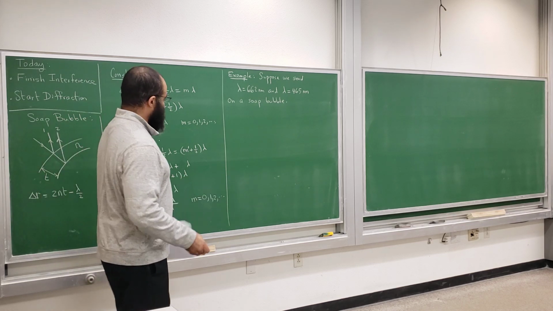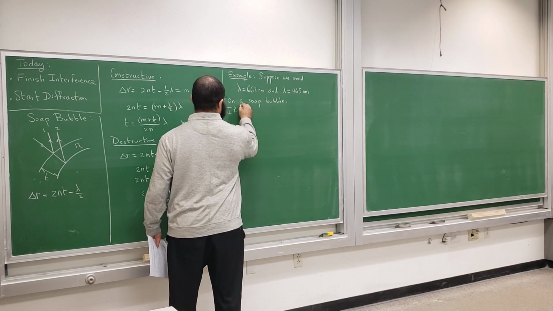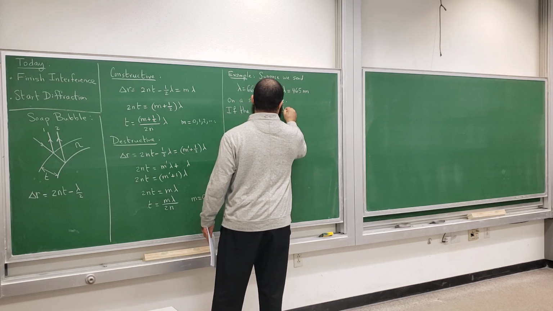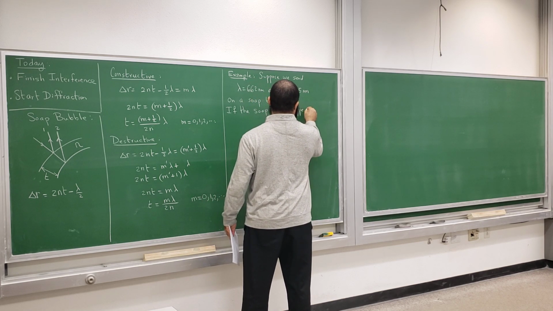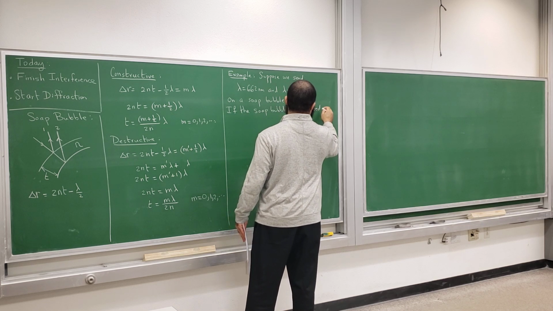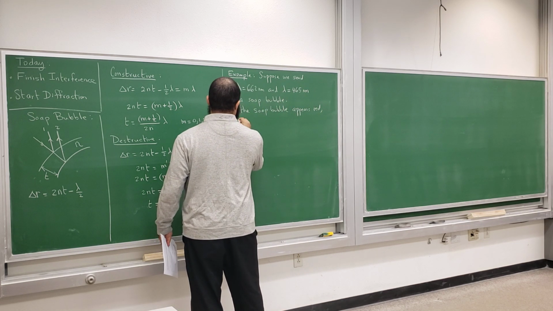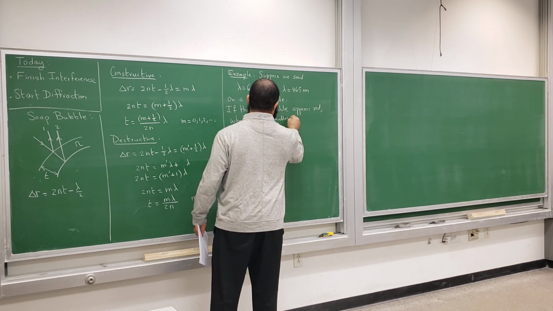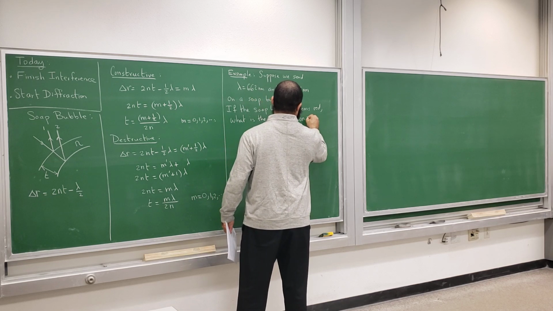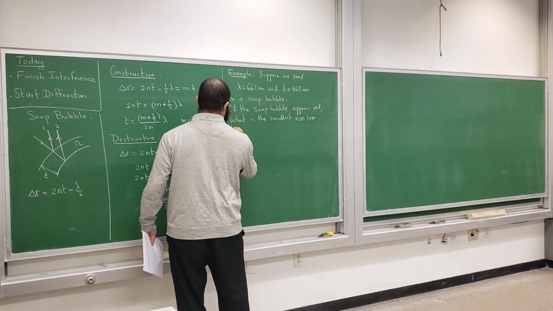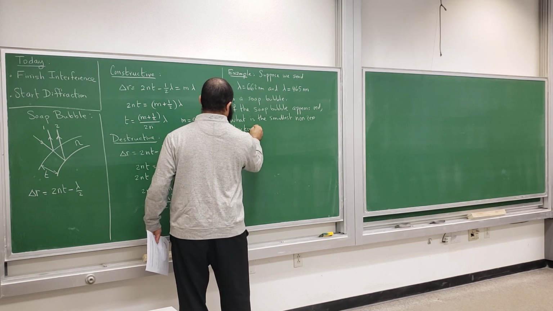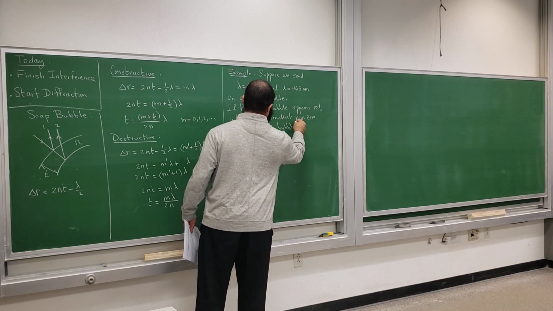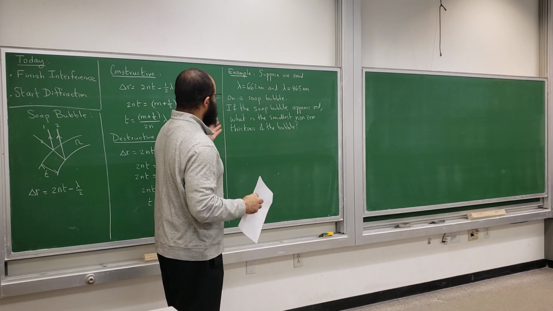So suppose we would like, if the soap bubble appears red, what is the smallest non-zero thickness of the bubble? What's the smallest possible non-zero thickness?